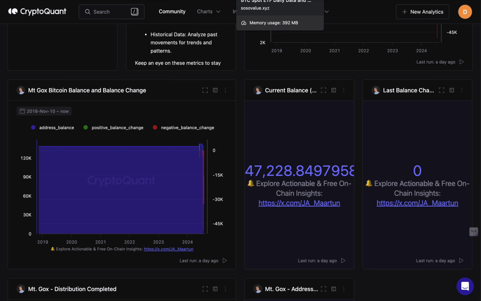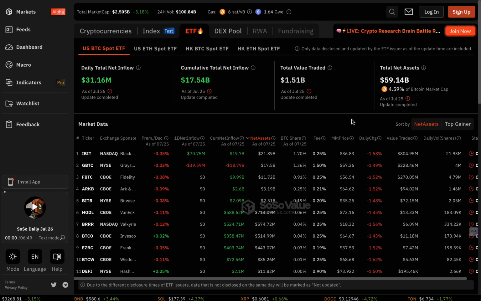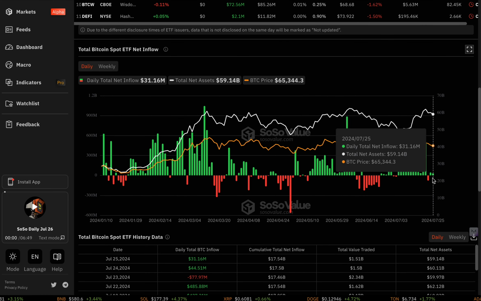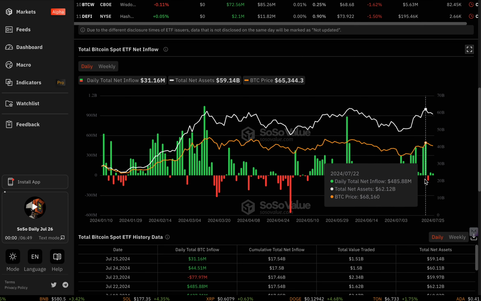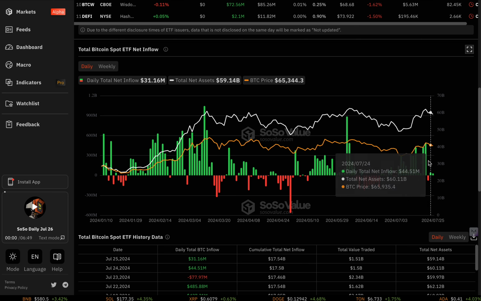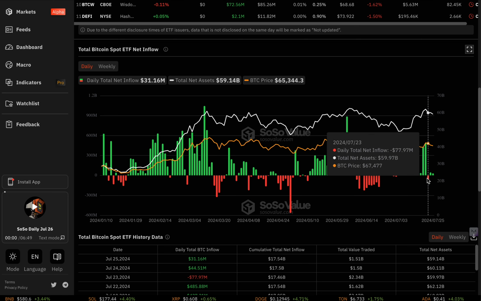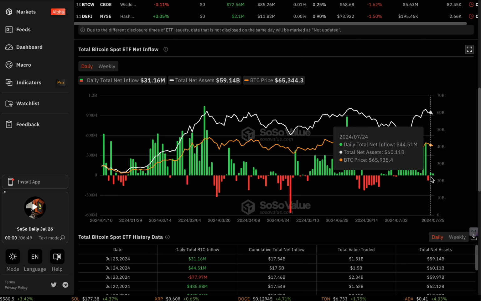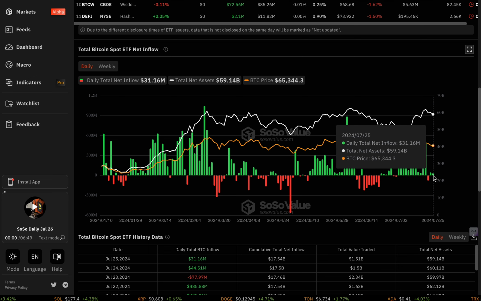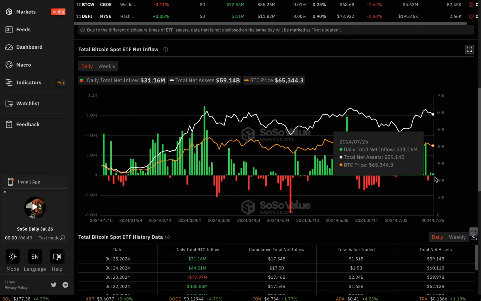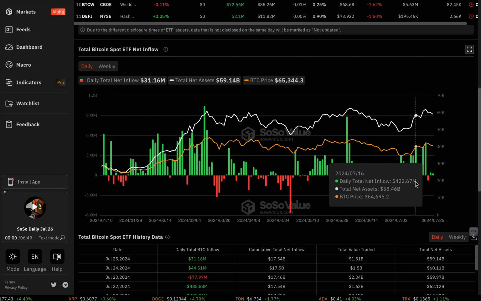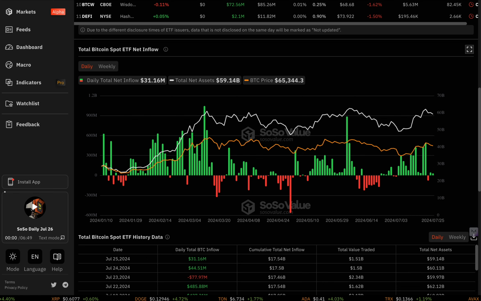Let's actually take a look at ETFs. For the last couple of days, the ETFs haven't really done anything on the charts. We saw some selling here. Now we're seeing some buying once again. No major moves, at least as of 25th of July. I think this is quite interesting, that they're kind of just waiting to see what's happening.